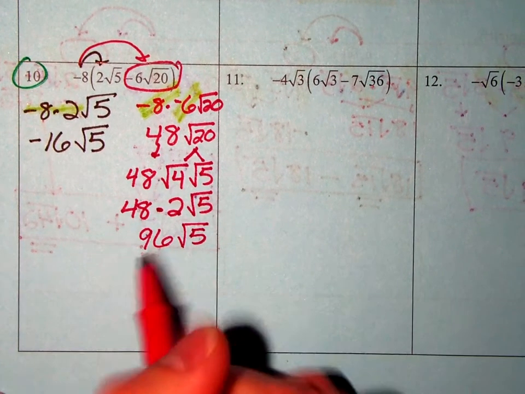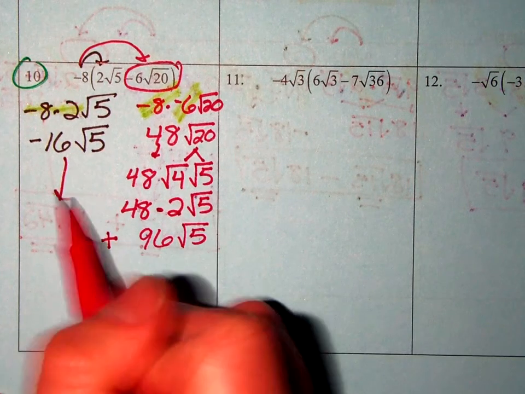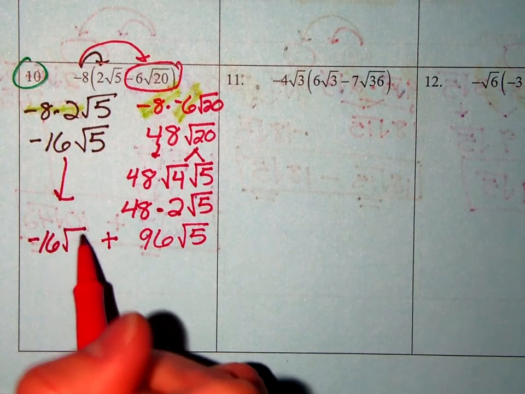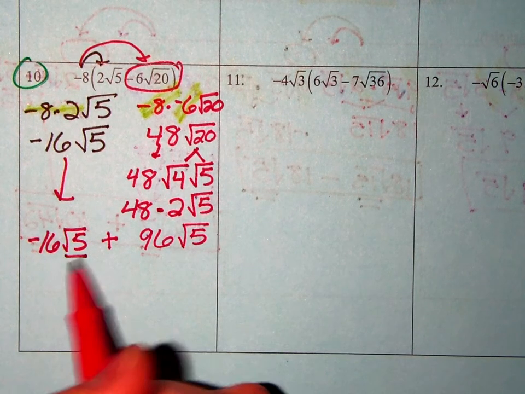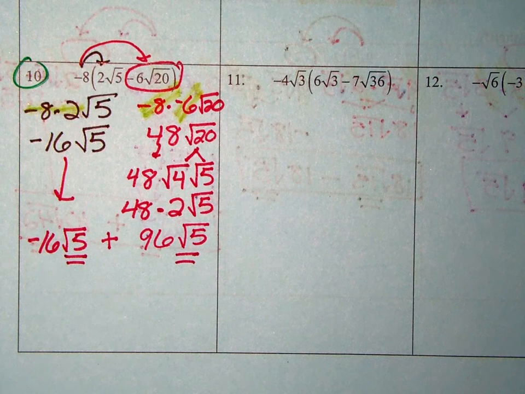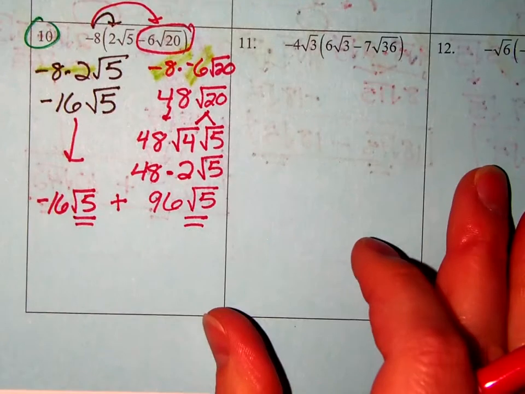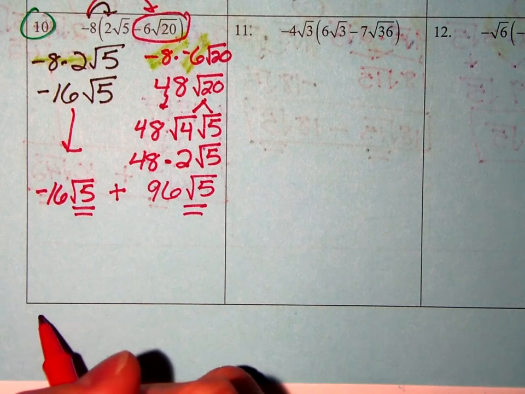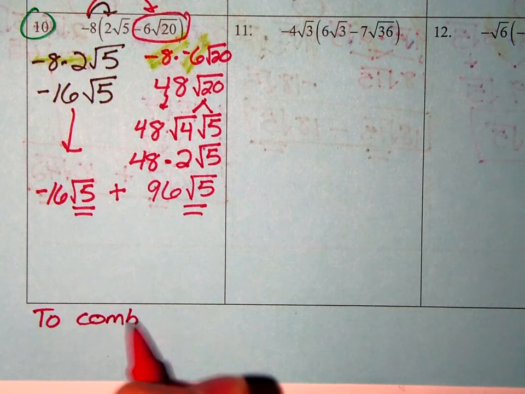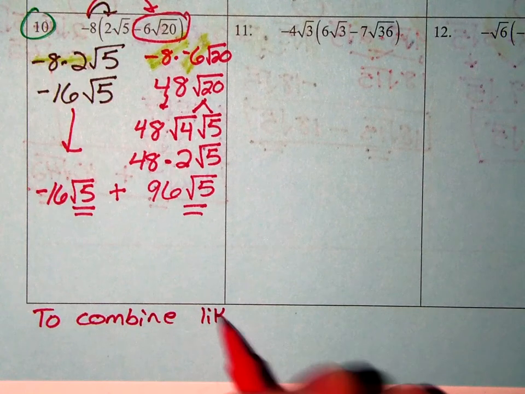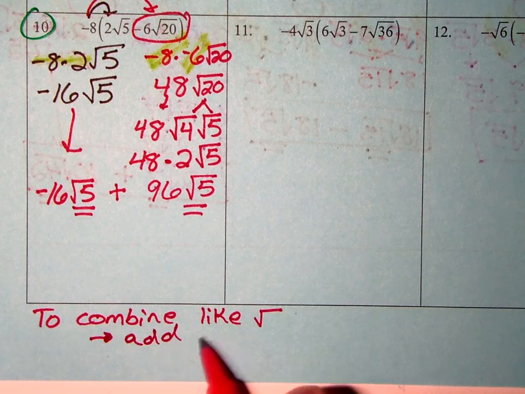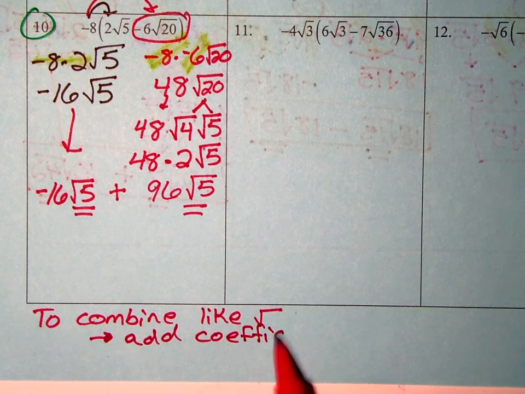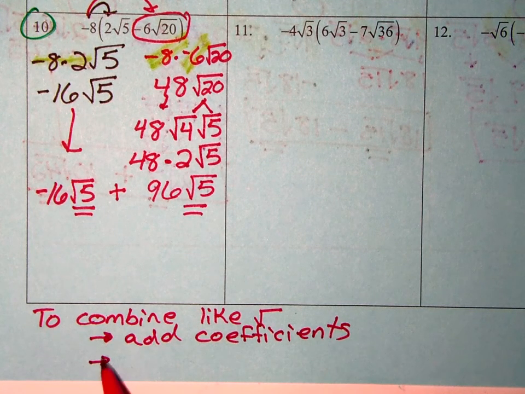And then since that's positive, we'll put our plus sign and bring down the negative 16 square root of 5. Again, we need to ask ourselves, are they like radicals? And in this case, they are both square root of 5. So this is a reminder from a while ago. If we are combining like radicals, so let's write this down at the bottom. To combine like radicals, you add the coefficients, which remember are those numbers in the front, but you keep the radical the same.